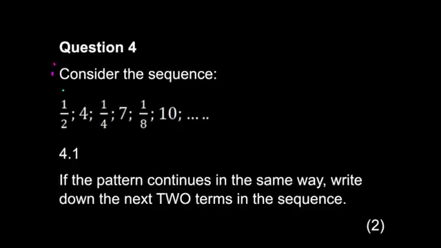But if you take it at a glance, you can see the half, quarter, eighth standing there, and 4, 7, 10 also standing there, begging to be worked with. So if we had to carry on, our next one would be a half of an eighth, which is 1/16, and plus 3 would be 13. So in the first question, when you are supposed to write down the next two terms, there they are.